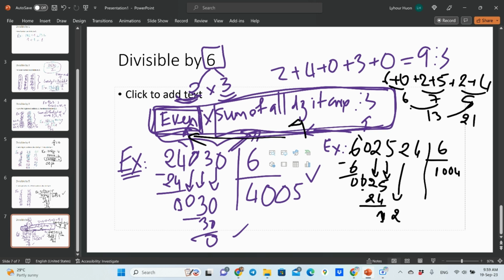So it's 2, and then we drop 6. 2 times 6 is 12. This is 0 and 0, and this is 6 or 4. Hmm, why is it still not divisible? 6025. Oh, it's still not. Why? Wait.